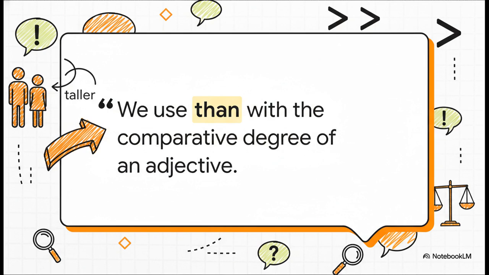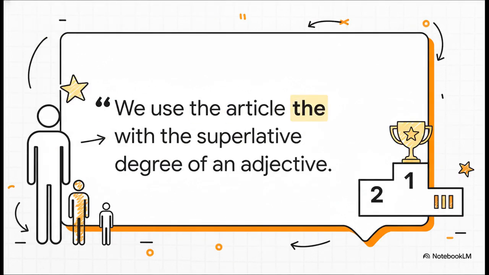The word than is what helps us complete the comparison. And here's another important tip. Before a superlative adjective, we almost always use the word the. It's like we are pointing to the one and only. For example, he is the tallest boy in the class. That word the is very important.